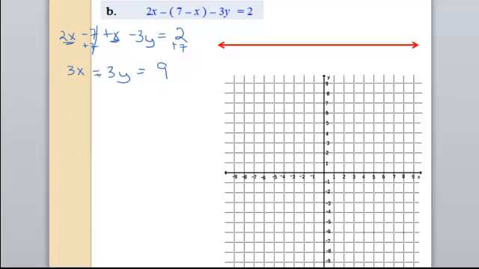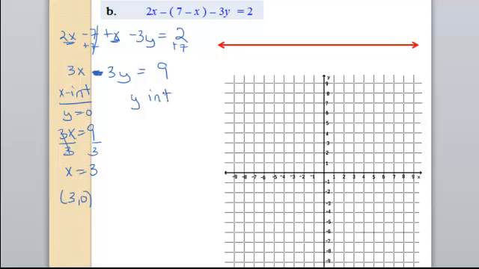That's supposed to be minus right there. There we go. Okay, so we want to find the x-intercept. To do that, we let y equal 0. If y is 0, this term goes away. So we have 3x equals 9. Divide by 3, so x is 3. That means our x-intercept is (3, 0).